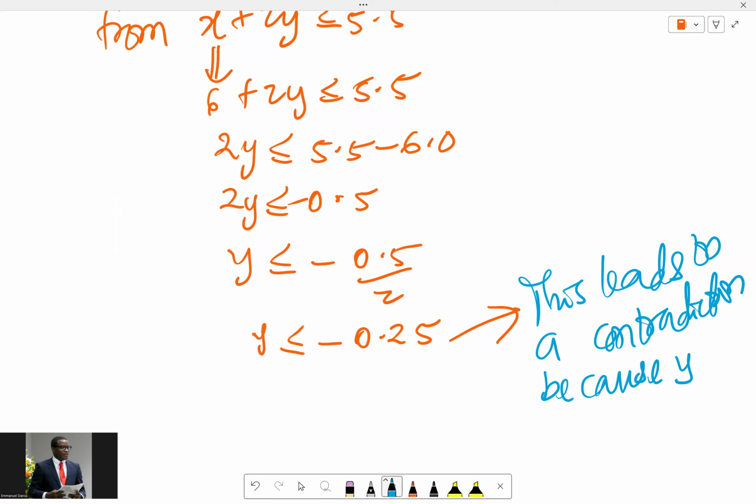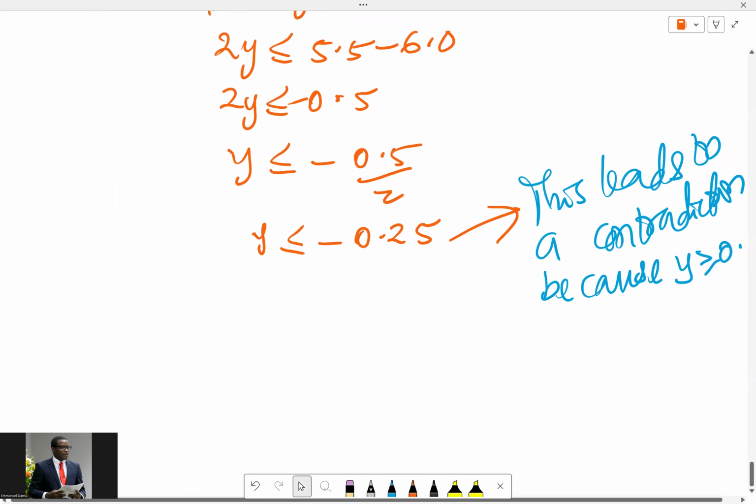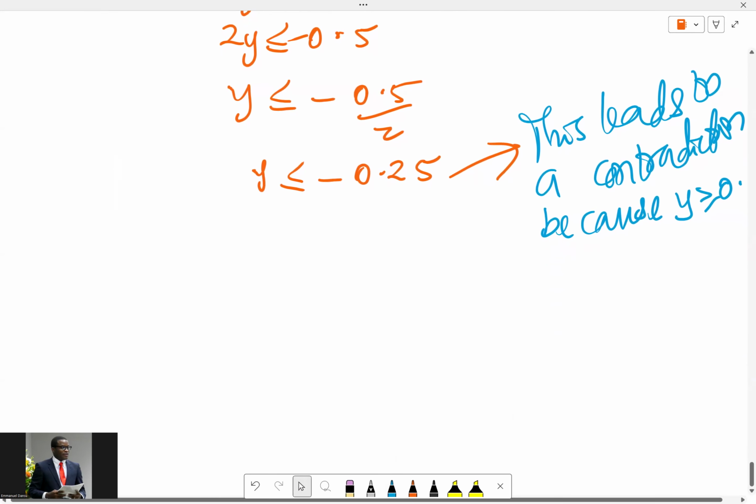Because y is always greater than or equal to 0. Y has to be greater than or equal to 0. So it can't go negative, talk less of being less than minus 0.25. So in that case, that already destroys the argument.